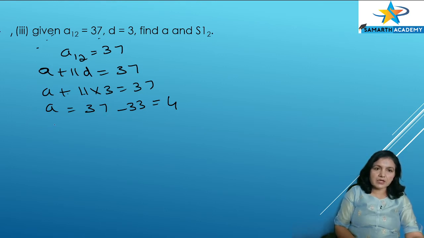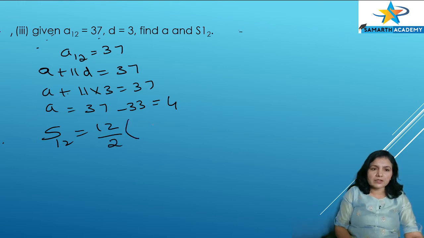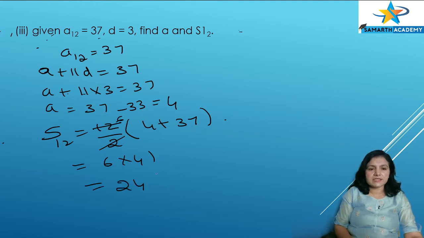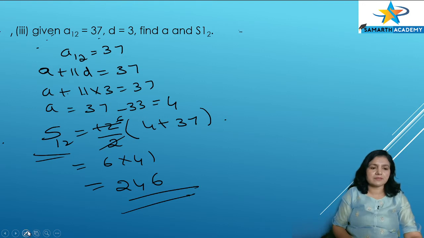Now what we need to find? S12. Yes, we need to find S12. So S12 is equal to 12 by 2 into the first term is 4 and the last term is 37. So 12, 2 sixes are 12. So 6 into 41, which is 246. Sum of 12 terms S12 is 246.